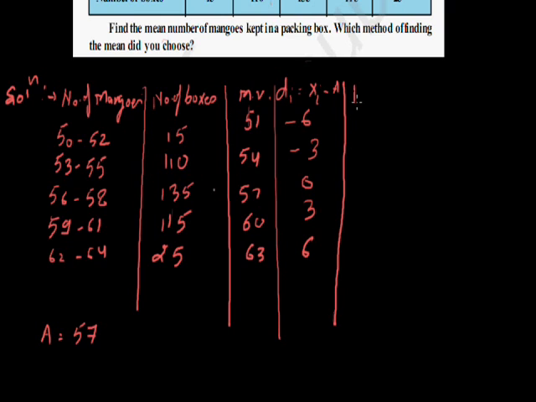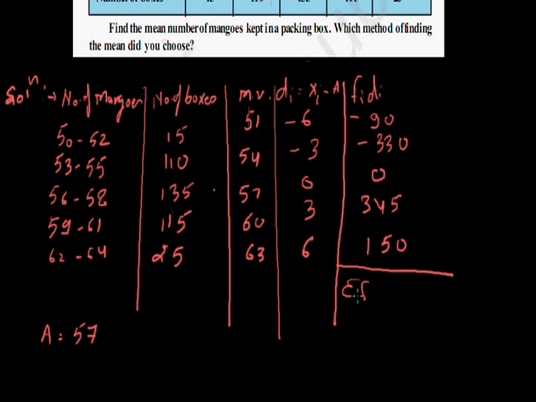Now after that, find fidi. 15 into minus 6 is minus 90, then minus 330, this is 0, then 345, and this is 150. Now the summation fidi is 75. The number of boxes represents the frequency, so find the summation of fi. The summation of fi is 400.